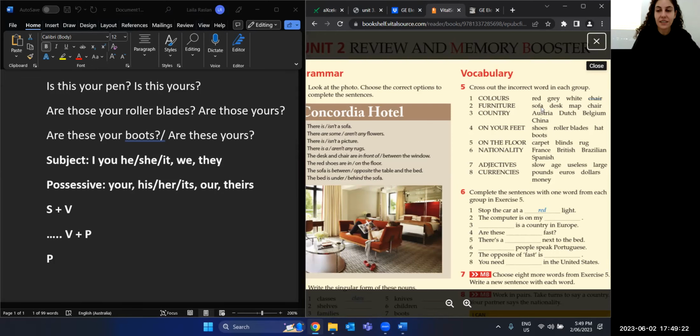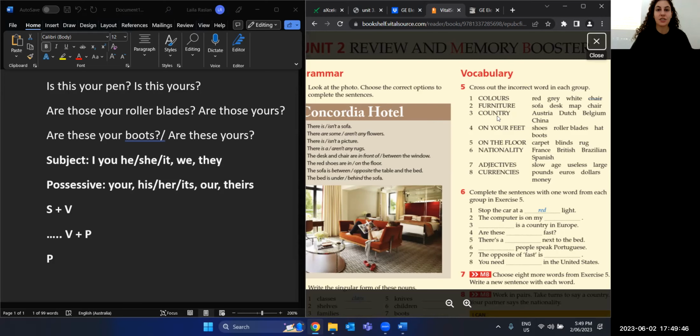Furniture, sofa, yes. Desk, map, no. Chair, yes. So we can cross off map. Country, Austria, yes. Dutch, no. That's a nationality. Belgium, China. So I'll just quickly give you a recap.